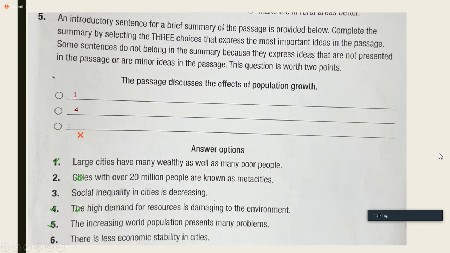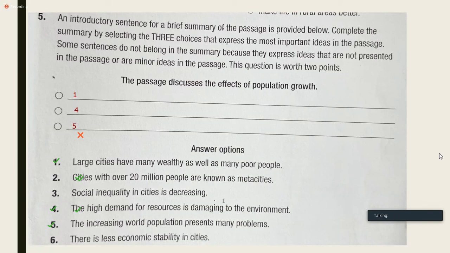And the last one, the summary question. So we did something like this in the first semester as well. The 3 correct answer options are first one, fourth one, and fifth one. Others are wrong. Number 1, number 4, and number 5.